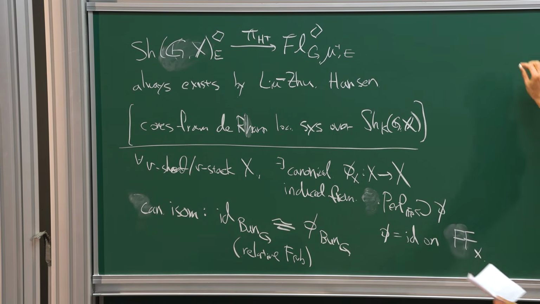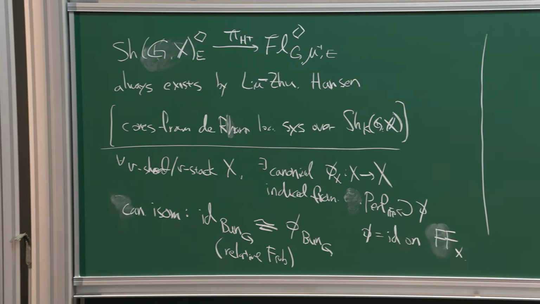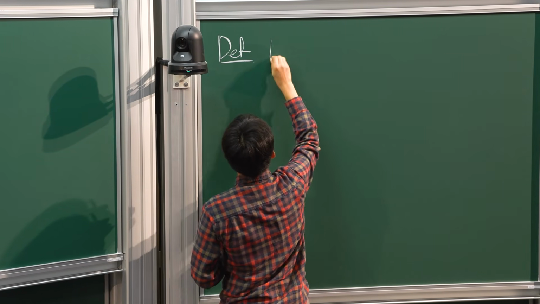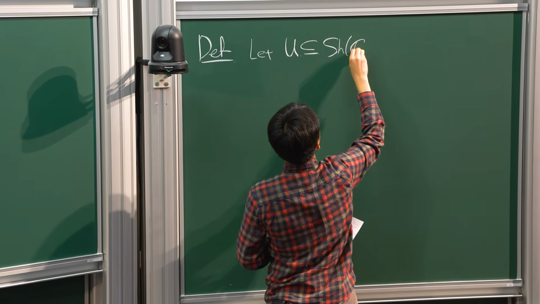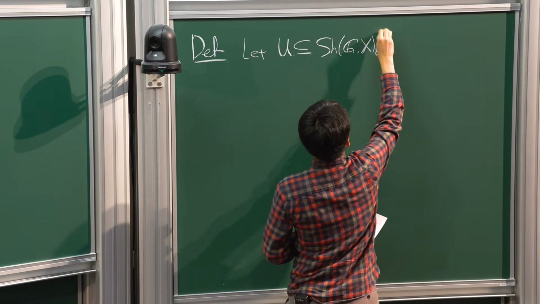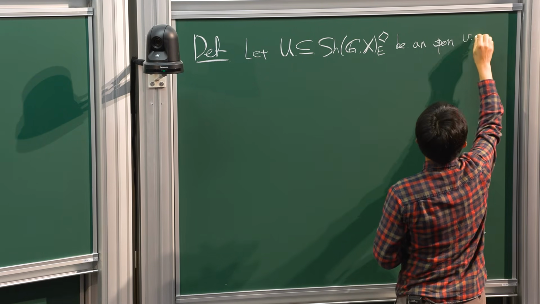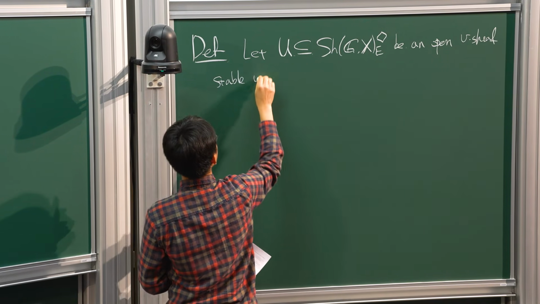Okay. So now let me make an axiomatic definition of the Igusa stack using that. So here's a definition. Let U inside the Shimura variety be an open v-sheaf, stable under the actions.